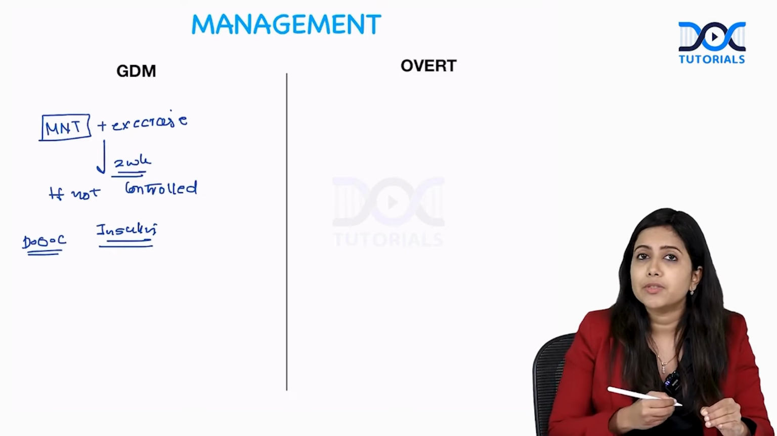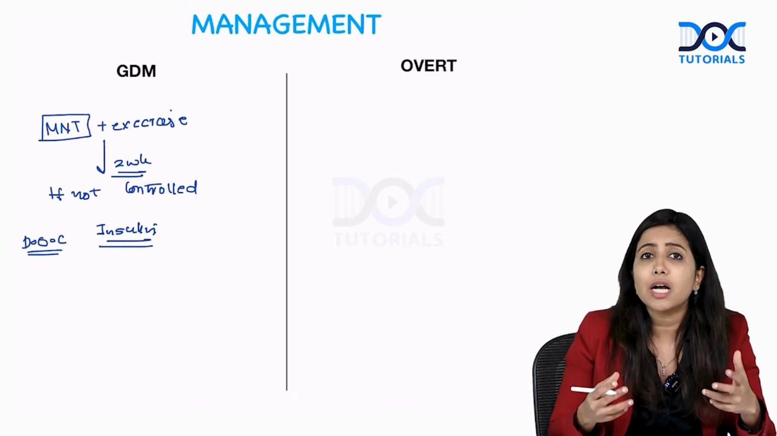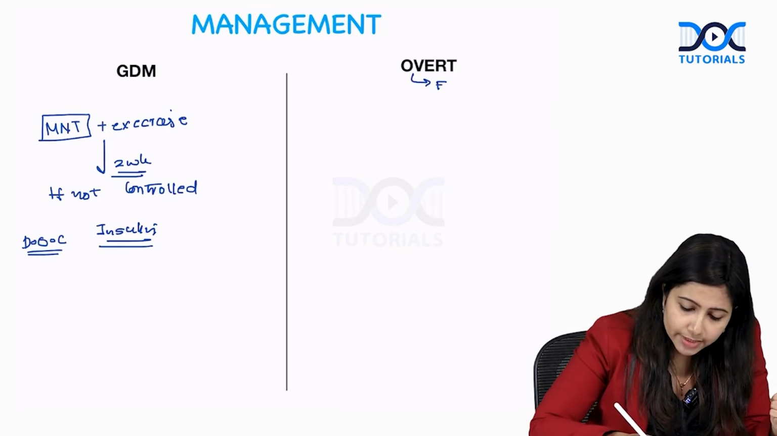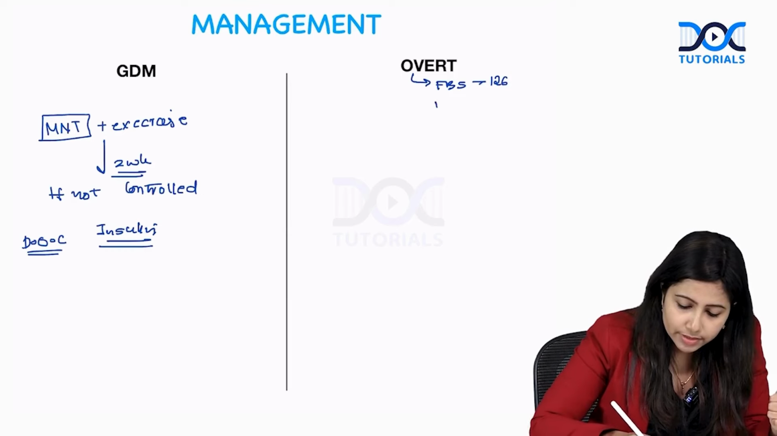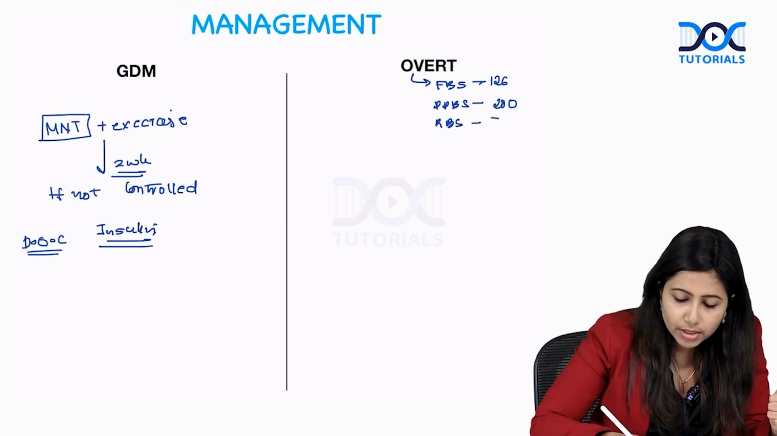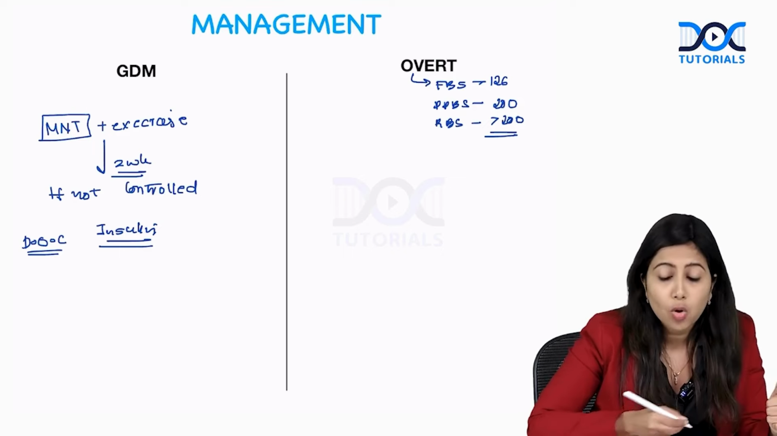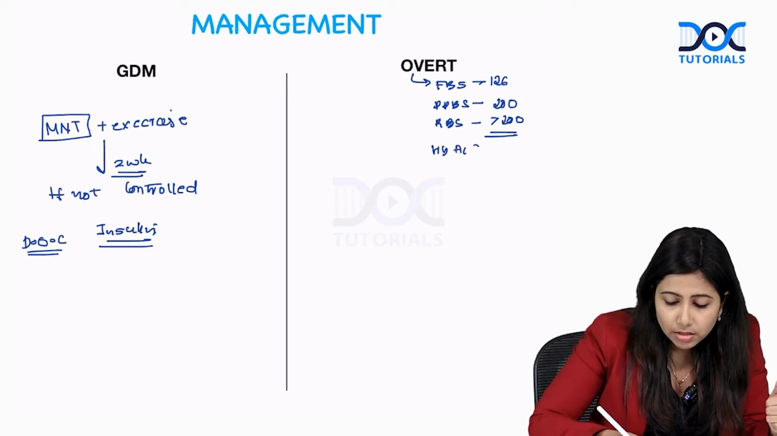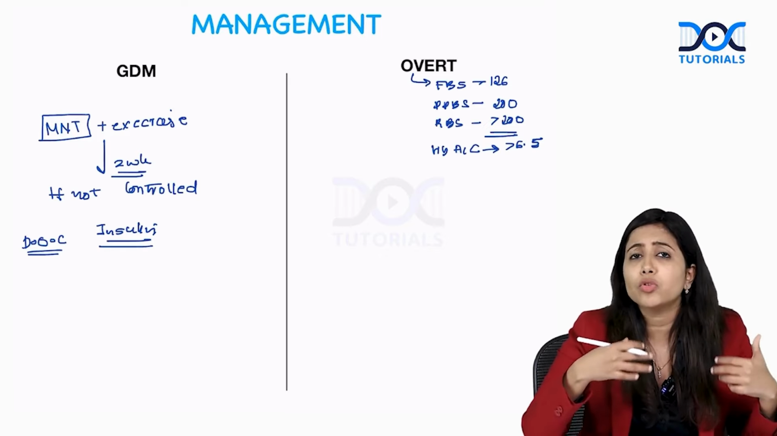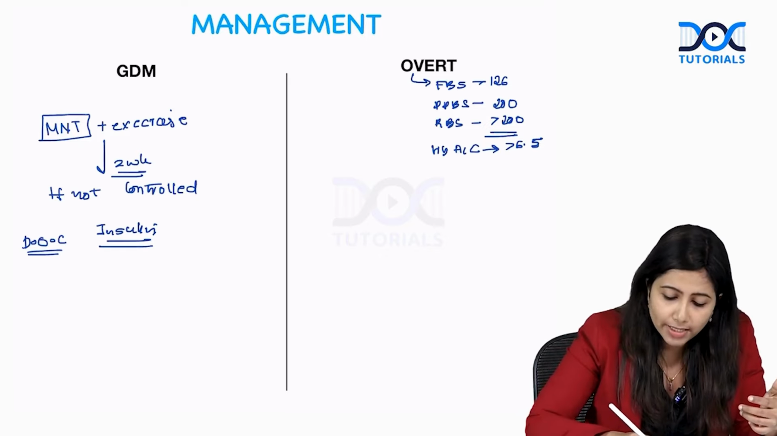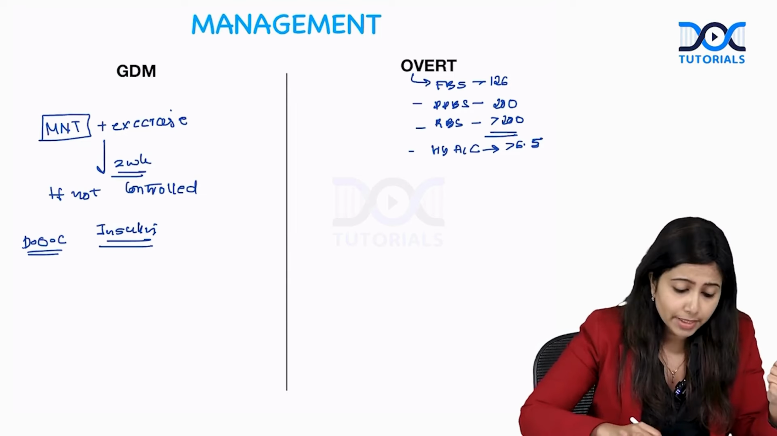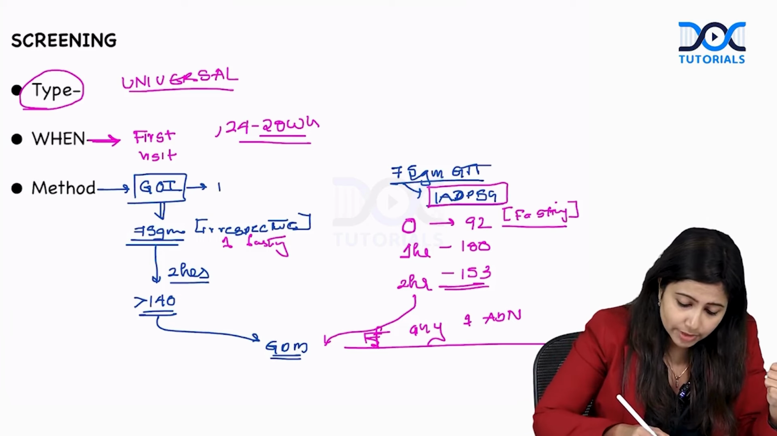In overt diabetes, the blood sugar levels are in the pre-pregnancy range. So, when you do the blood sugar, you see that the FBS is more than 126, PPBS is more than 200, or the random blood sugar is more than 200, or the HbA1c is more than 6.5. Or you do any form of glucose tolerance test and any of the values come out as more than 200. Suppose you did the DIPSI test, that is given by Government of India.